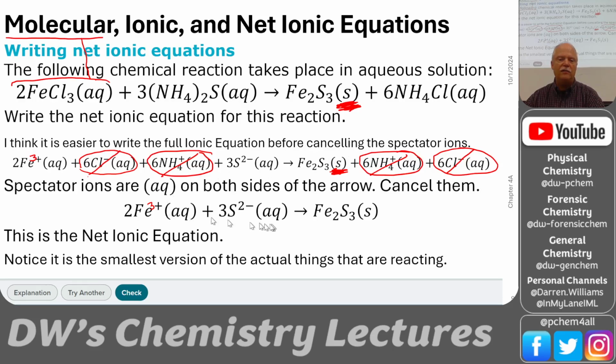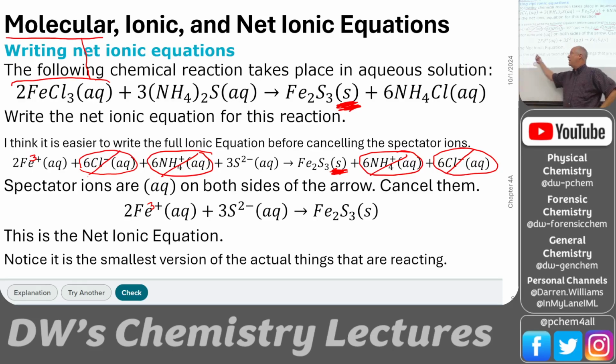Notice it's the smallest version of the way things actually are happening. Okay? And it provides freedom for you to pick your reagents. So if I want to make this reaction happen, I need my iron 3 plus. I go to the stock room. I'm looking for iron chloride, but I don't have any. And I'm looking around and I see iron nitrate. That would work too. Okay?